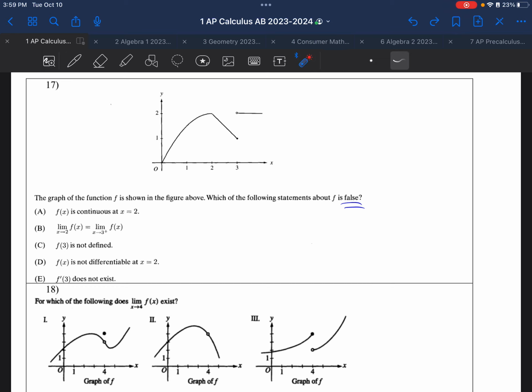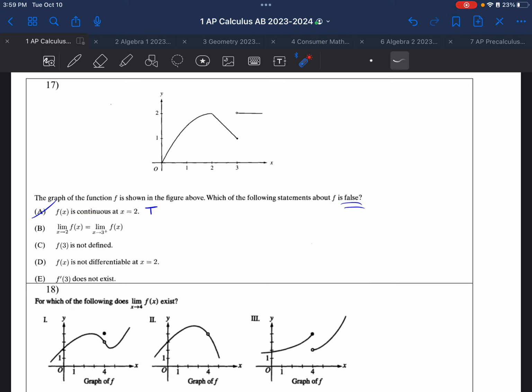So f of x is continuous at x equals 2. Continuous just means don't pick up your pencil, right? It means you have no holes, gaps, VAs, or endpoints. So if I come up here at 2, did I have to pick up my pencil? No, I did not. I have a sharp corner, but I didn't have to pick up my pencil, so this one is true. And therefore, it's not the answer. We're looking for something that's false. It is continuous because we didn't have to pick up our pencil.